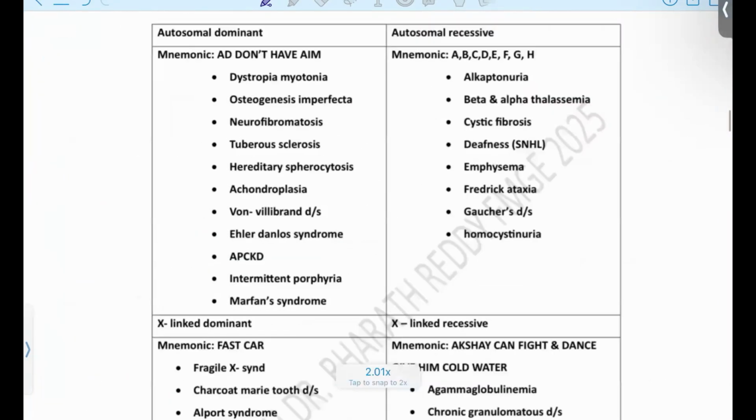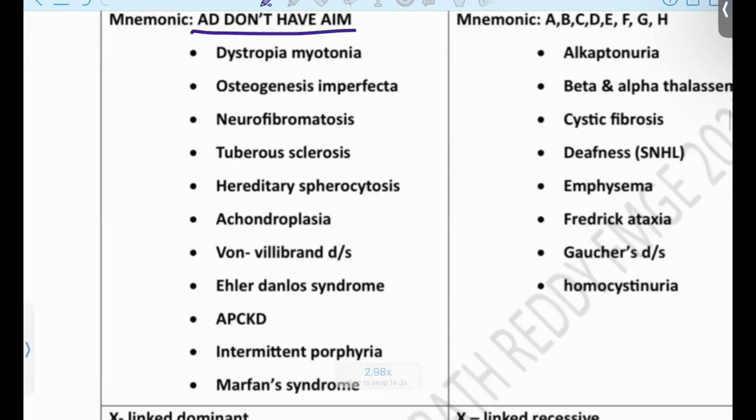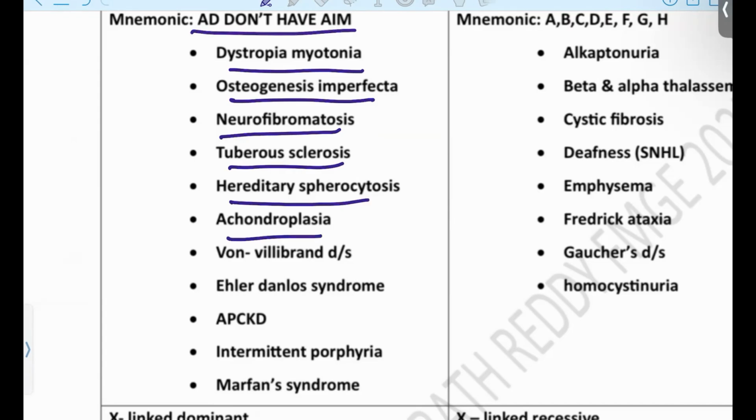In autosomal dominant, remember the mnemonic: AD doesn't have the A. What is that? Myotonic dystrophy, osteogenesis imperfecta, neurofibromatosis, tuberous sclerosis, hereditary spherocytosis, achondroplasia, von Willebrand disease, Ehlers-Danlos syndrome, ADPKD, acute intermittent porphyria and Marfan syndrome. In all these diseases, the most common one is Marfan syndrome.